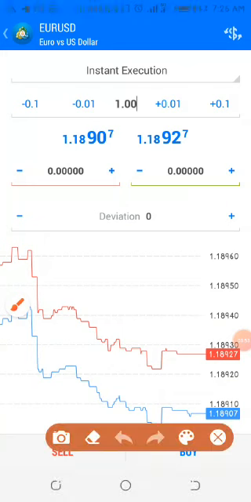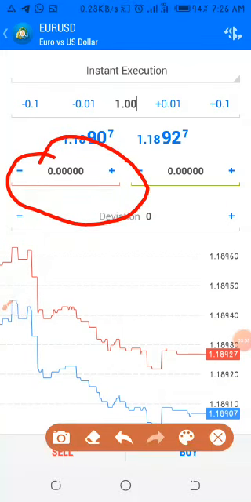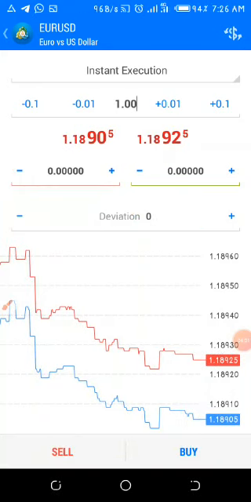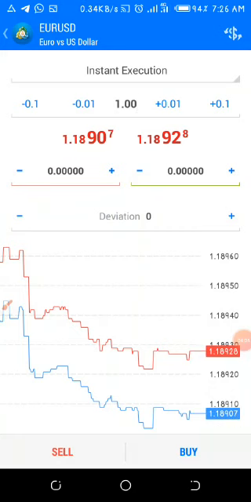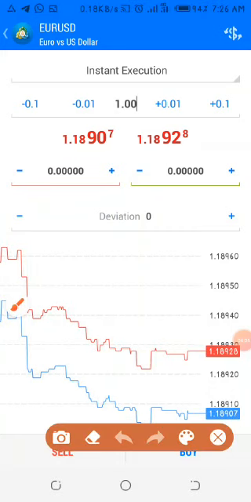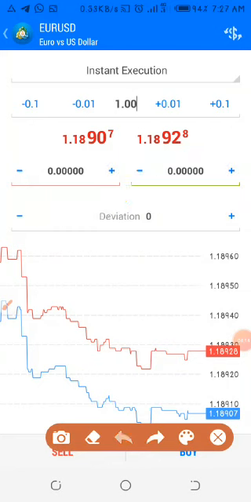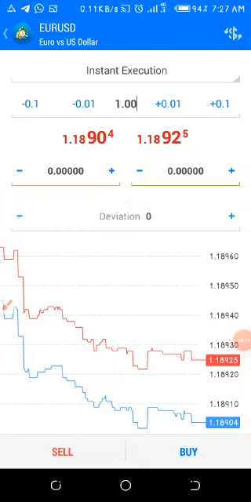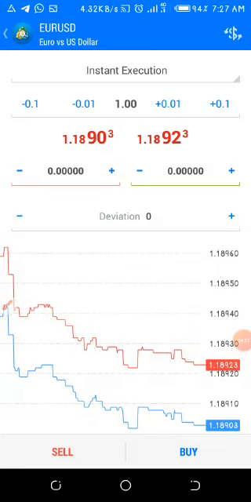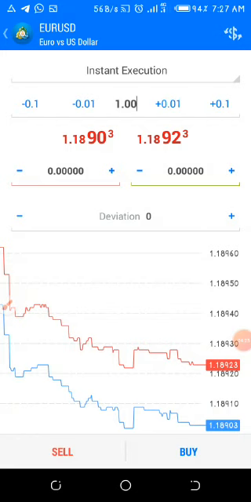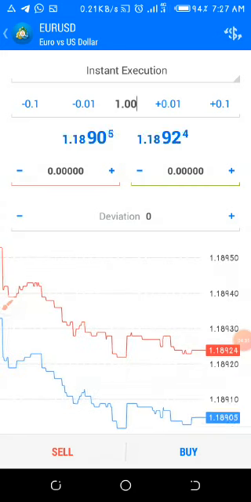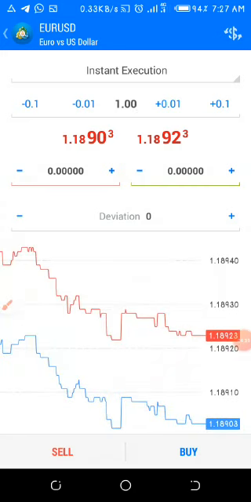Now under here, these two places you see, let me explain what they are to you. This one here is called stop loss, while this one here is called take profit. Because I might send you a signal and I'll say put your stop loss at 1.18940 and put your take profit at 1.18915. I might send you signals like that.